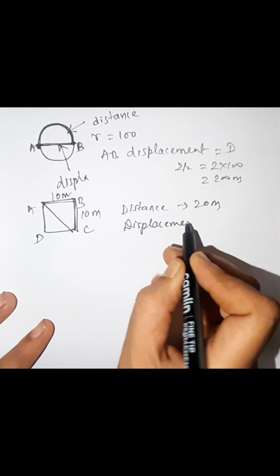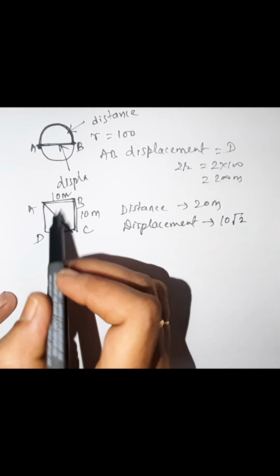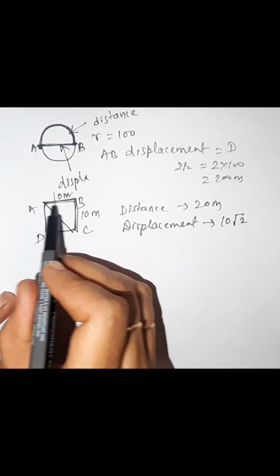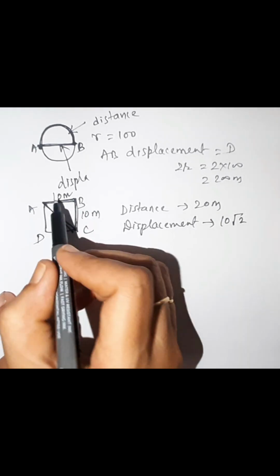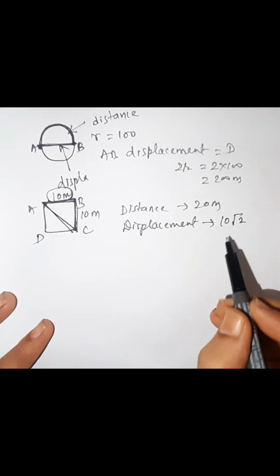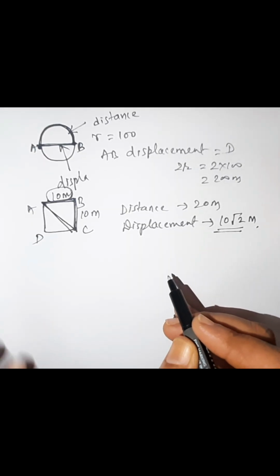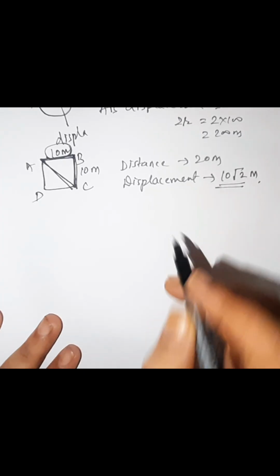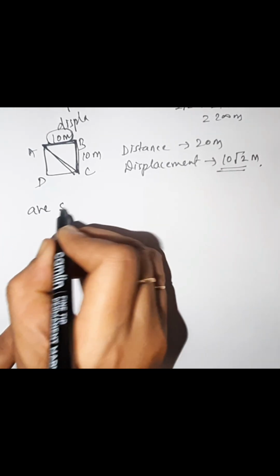Displacement is 10 root 2. One more simple logic you can remember: if both the sides are same, we can find the diagonal, which will be root of the common number. So directly you can apply this answer, or you can go with Pythagoras theorem. Now after displacement, the next topic which we are having is average speed.